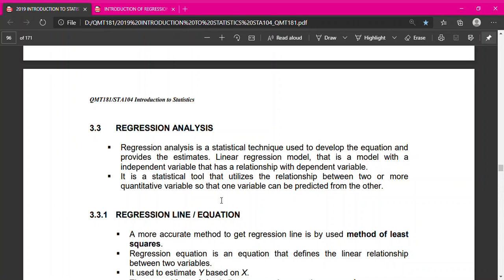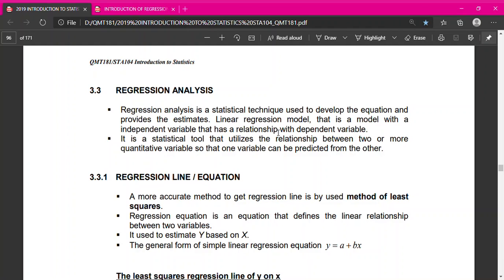Alright, so what is regression analysis? It is a statistical technique used to develop the equation and provide the estimates. Okay, kita akan develop the equation, then from the equation you can estimate the future or estimate the variable y. So usually we will estimate the y. Tak boleh estimate x. We can estimate y, but we cannot estimate x. Y adalah dependent variable. So because of that, you kena confirmkan betul-betul dulu what is your y variable and what's your x variable. A linear regression model, that is a model with an independent variable that has a relationship with a dependent variable. Okay, so equation nanti dipanggil a linear regression model.